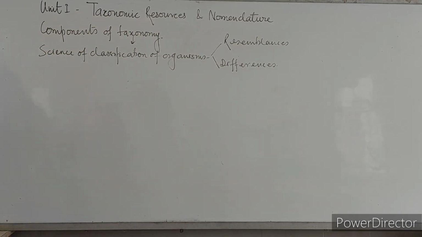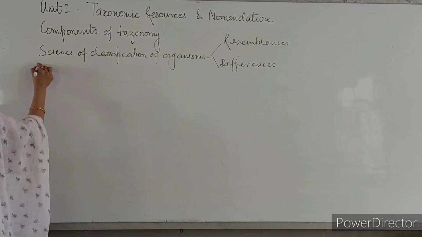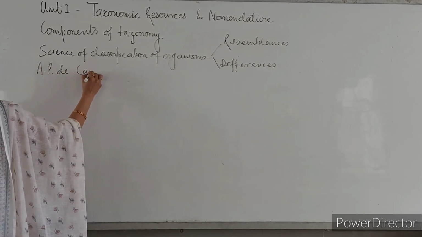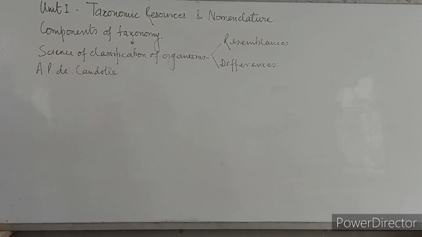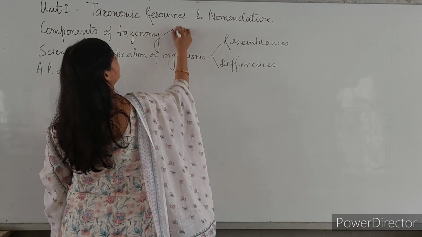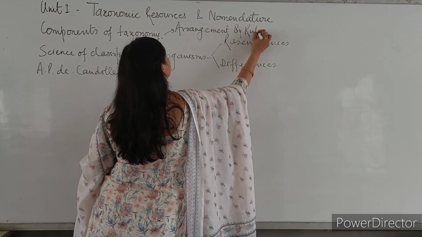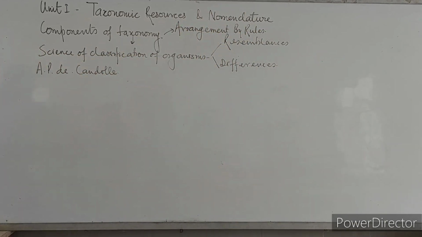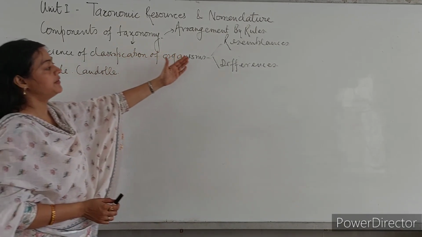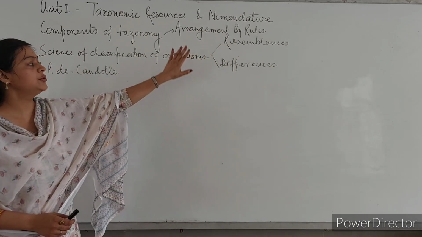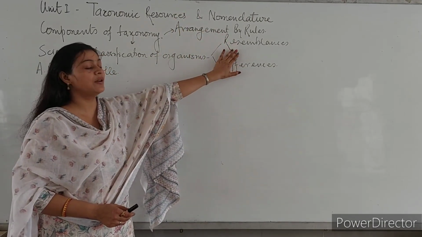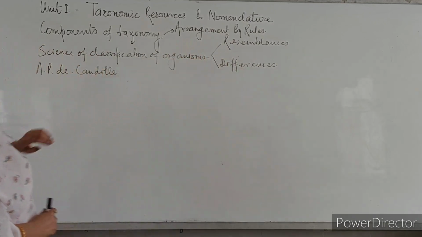The term taxonomy was coined by A.P.D. Candolle. So A.P.D. Candolle was the first who coined the term taxonomy. The Greek meaning of the word taxonomy is arrangement by rules. So in this science, we classify the organisms into different groups on the basis of resemblances and differences.